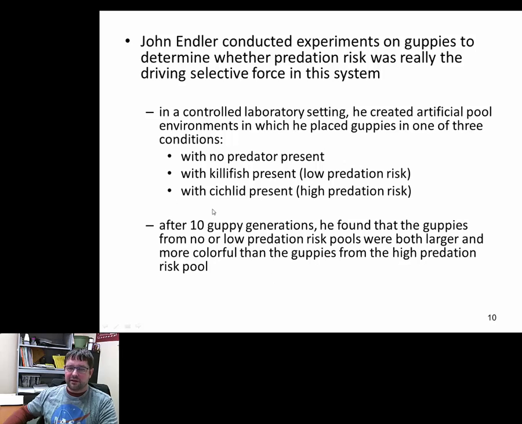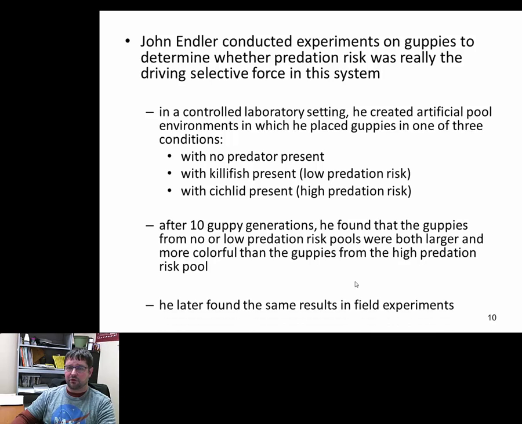And really, after about 10 guppy generations, the individuals in the low predation risk were much more colorful than the individuals in the high predation risk. So no predators were the most colorful, still colorful with the killifish, and not much color at all with the cichlid. 10 guppy generations is about 10 months. A guppy will reproduce about every 20 days. So in less than a year, they could drive a population to be drastically different, genetically speaking and phenotypically speaking, when you look at the colors.